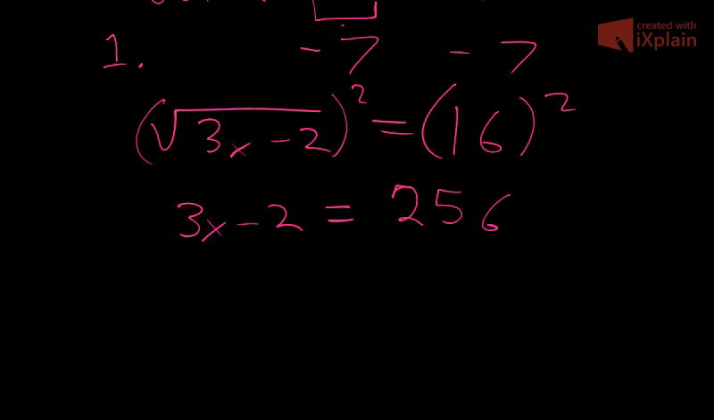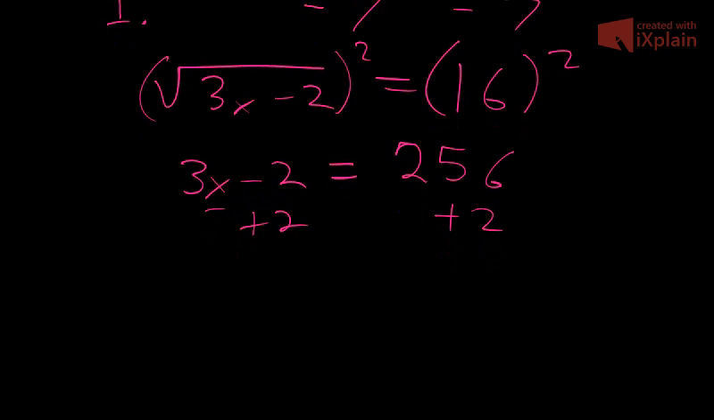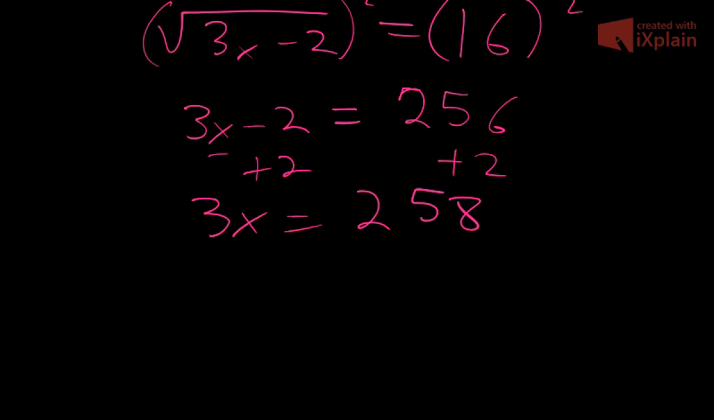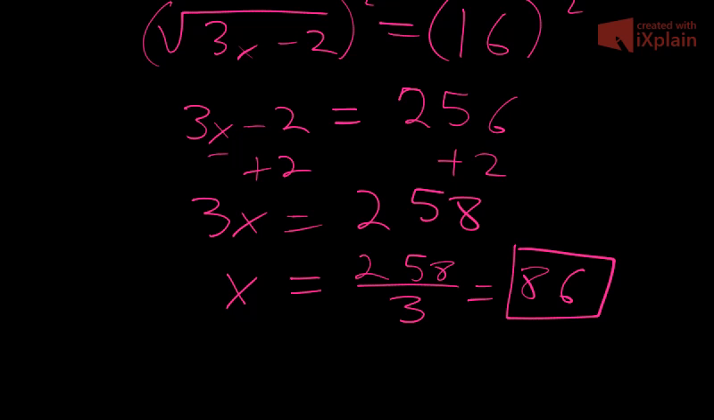So now I just need to solve this equation. What I'm going to do is I need to get x by itself. So I need to get rid of the 2 by adding 2 to both sides. I'll have 3x equals 258. Good news, this number is divisible by 3. That's nice. So x is going to equal whatever 258 divided by 3 is, which I believe is going to be 86. Yes, 86 looks correct. So that would be x.